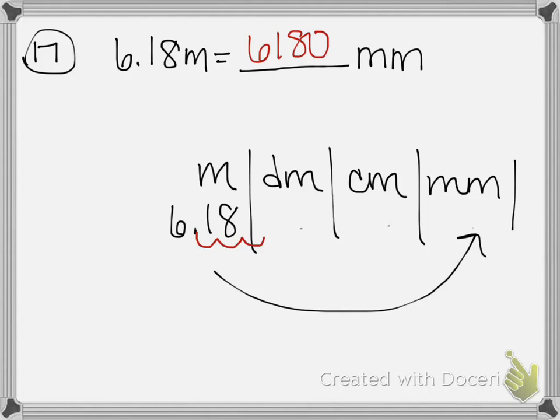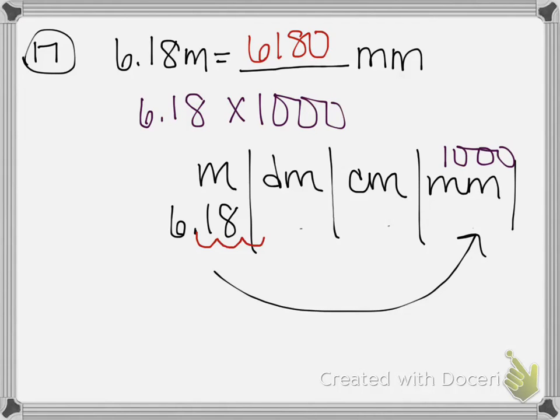The other way that you can remember this is milli means 1,000. So you could always take 6.18 times 1,000 because milli means 1,000. Centi means 100. This one means 10. And the meters, that's kind of our starting point. That's our base. So that's another way you can get there. A lot of different ways to do your conversions.